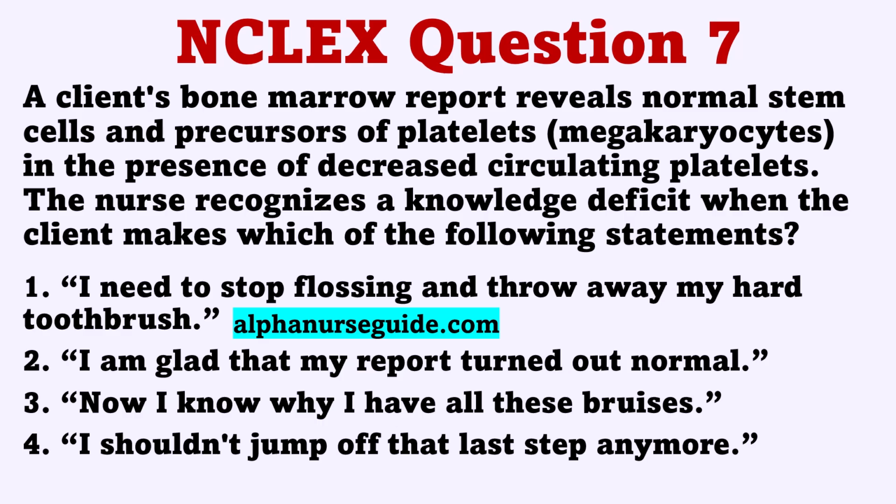The bone marrow result does rule out other potential diagnoses, such as anemia, leukemia, or myeloproliferative disorders that involve bone marrow depression. The client needs to stop flossing and throw away his hard toothbrush, which can lead to bleeding of the gums. The destruction of the circulating platelets accounts for the easy bruising and the need to protect oneself from further bruising. The client should not jump or increase exertion of joints, which may lead to bleeding in the joints and joint pain.